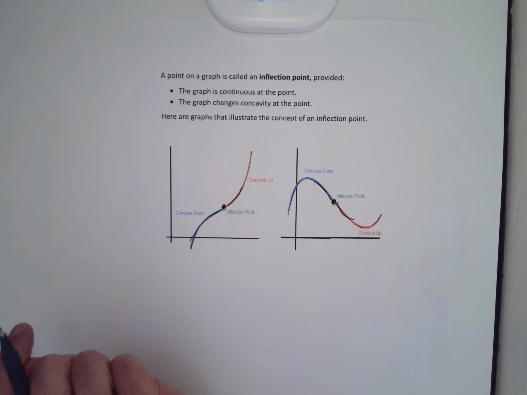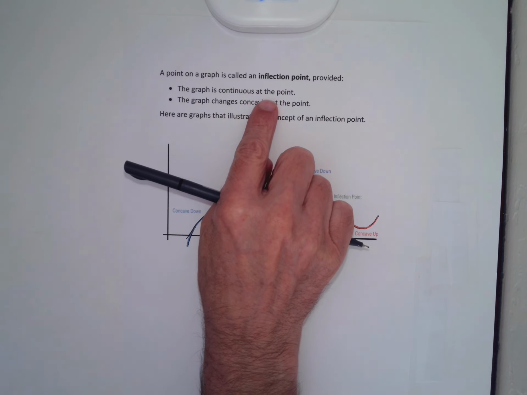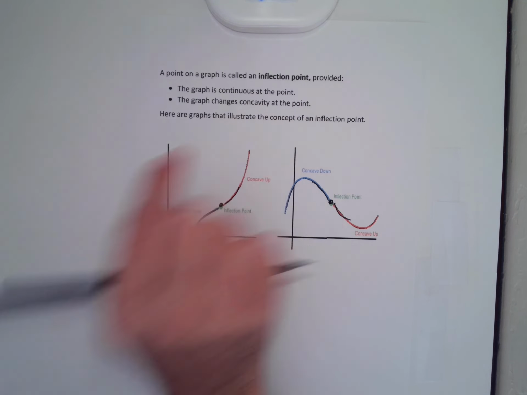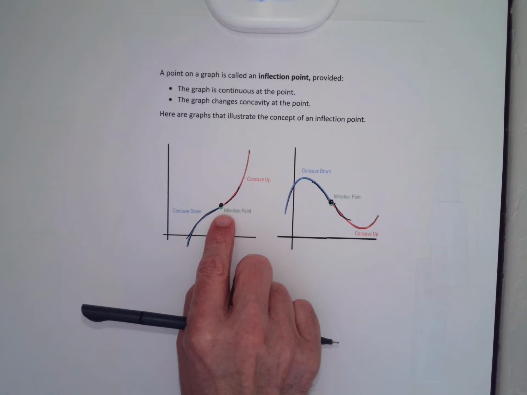Technically, if I want to give a technical definition, which I wrote here, which is maybe a little bit too much, a point is called an inflection point if the graph is continuous, it doesn't have a hole, jump or asymptote at the point, and the graph changes concavity. So as long as the graph changes concavity and the point's a point on the graph, it's probably going to be an inflection point.